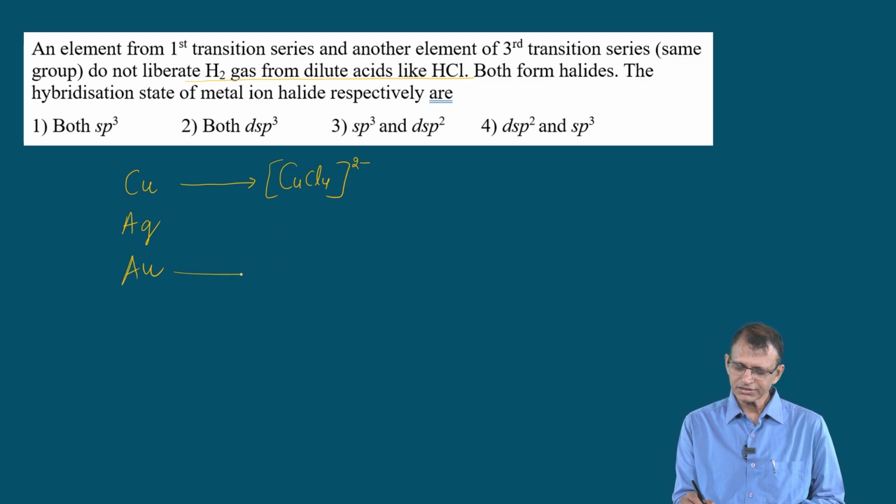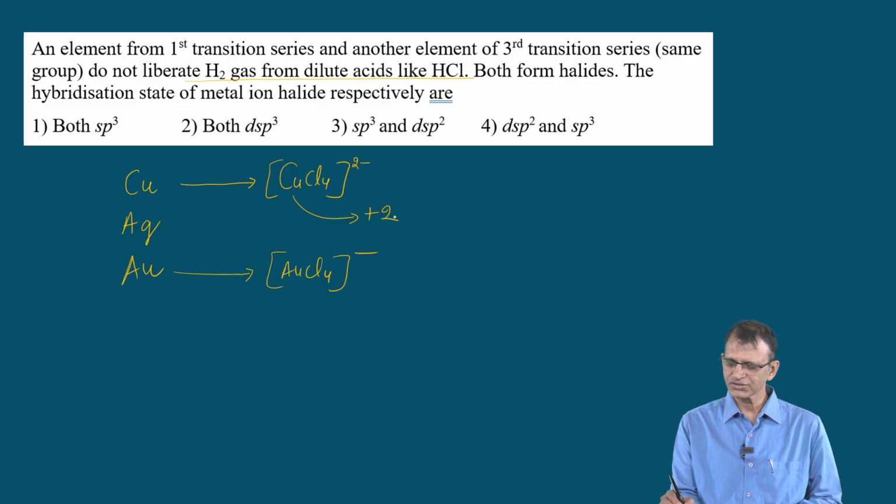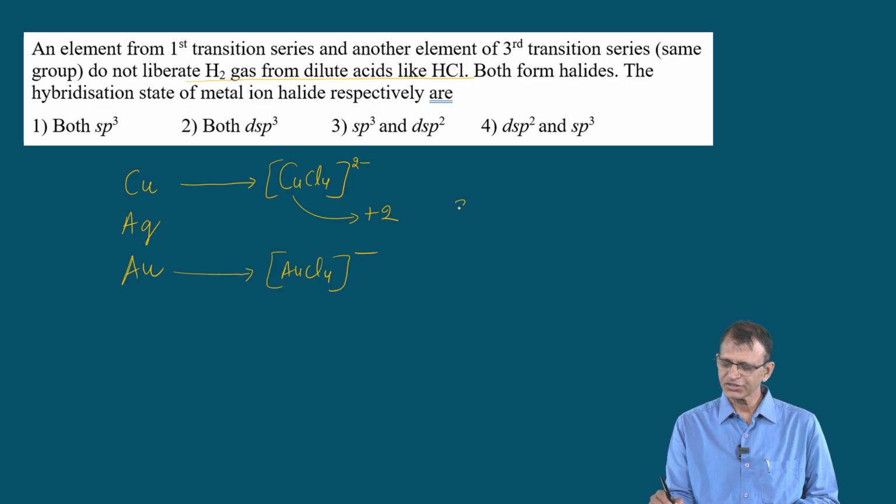Then the third transition series element is gold, and it can form AuCl4 minus. Here copper is present in +2 oxidation state and chlorine is a weak field ligand. If we write the electronic configuration of copper in +2, that will be 3d9 4s0, because the electronic configuration of the copper atom is 3d10 4s1. If you remove 2 electrons, it will be 3d9 4s0. So we can say here it is a weak field ligand, so d orbitals cannot be used, and there are 4 ligands, so hybridization will be sp3.